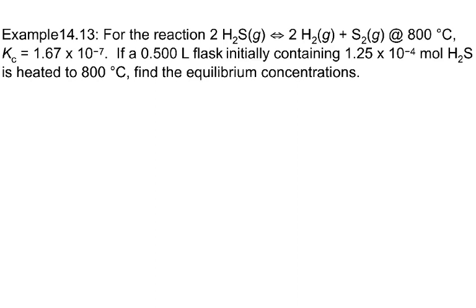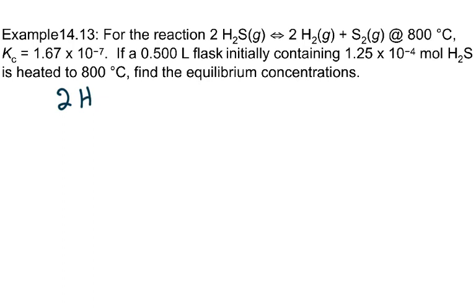So let's work on an example. For the reaction 2 H2S in equilibrium with 2 H2 and S2 at 800 degrees Celsius, we have a very small Kc value, 1.67 times 10 to the minus 7. If a half-liter flask initially containing 1.25 times 10 to the negative 4th moles is heated to 800 degrees, find the equilibrium concentrations. So we're going to start by writing out our equation.